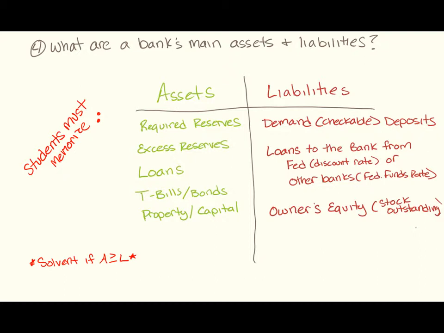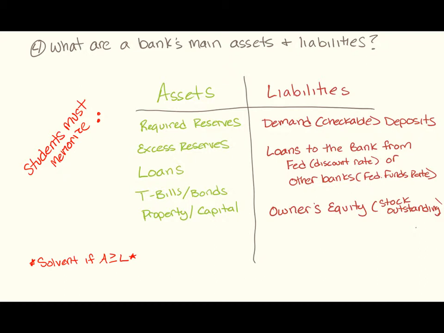This could be anything from the building itself to their ATM machines to 3.6 million deposit slips. Anything the bank owns that has value and that could theoretically be liquidated in a worst case scenario is going to go under their property, or sometimes it's called capital. Basically stuff that the bank owns that could theoretically be turned into cash.